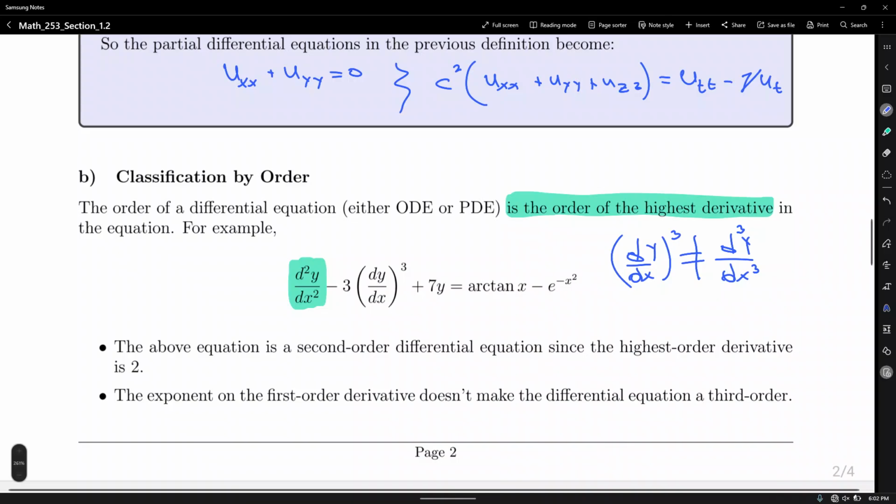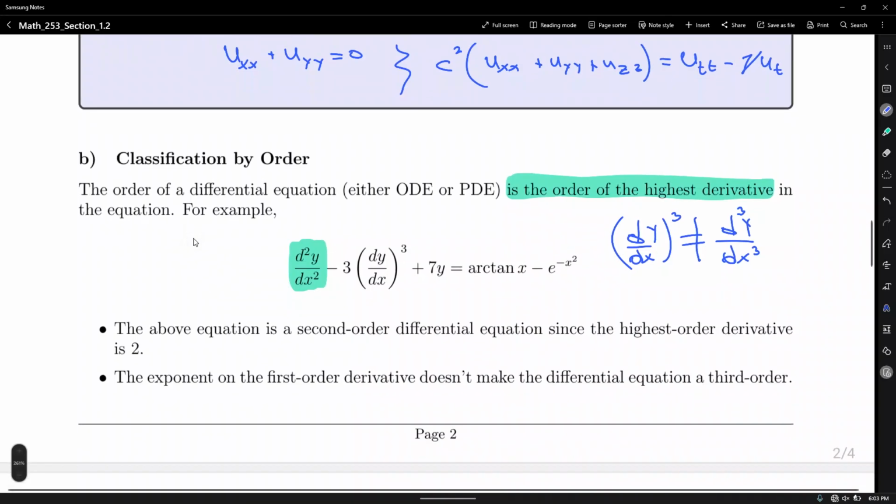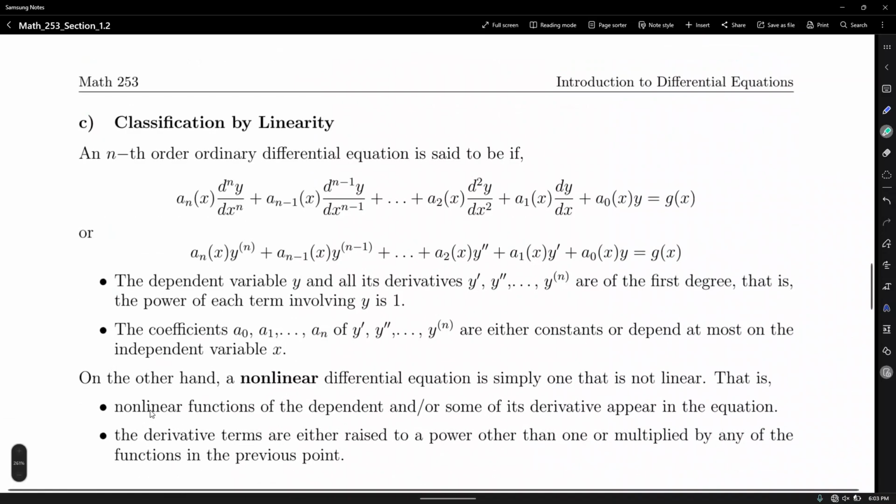So here, this is the highest order of the derivative. Well, actually, it's given away here, right? That's 2. And again, watch out with the exponent, because that doesn't make the differential equation a third order differential equation. So this is kind of straightforward: look for the highest order derivative, ignore the exponents, if any. The trickiest part to classify differential equations is the next category, that is by linearity.